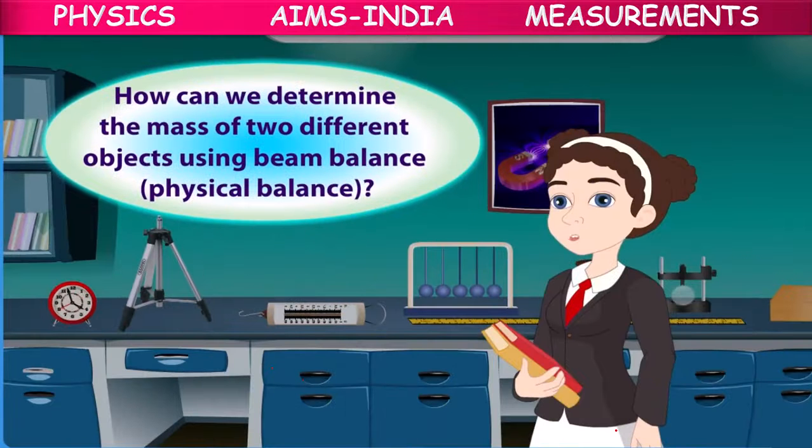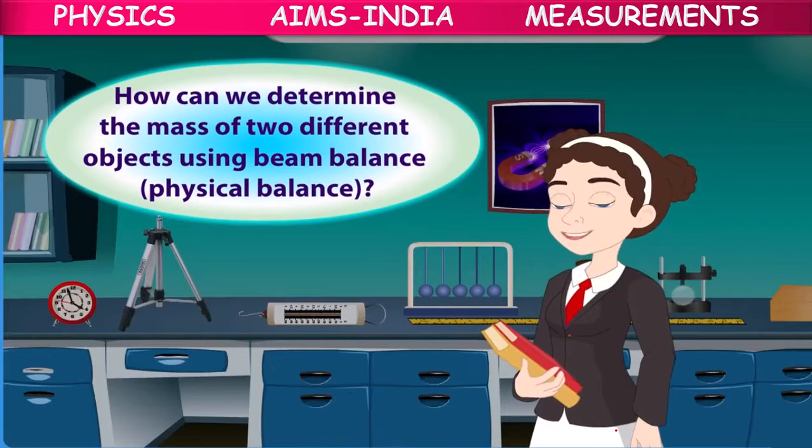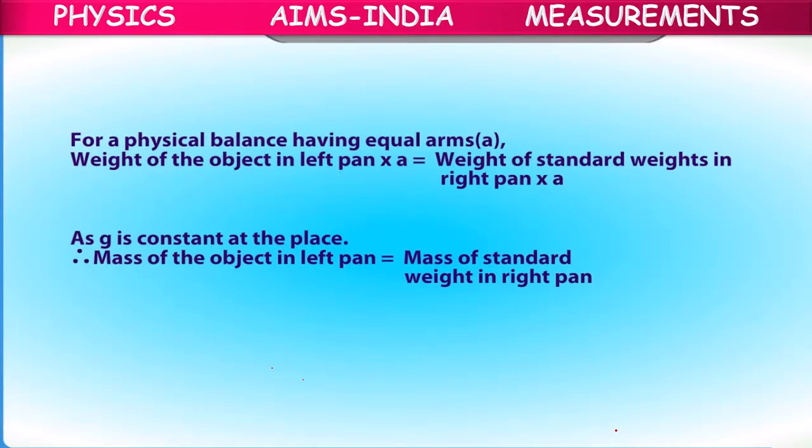Madam, how can we determine the mass of two different objects using a beam balance, physical balance? For a physical balance having equal arms A, weight of the object in the left pan times A is equal to weight of standard weights in the right pan times A. As g is constant at the place, therefore mass of the object in the left pan is equal to mass of standard weight in the right pan.